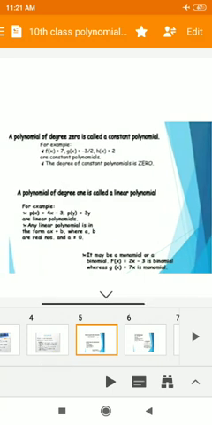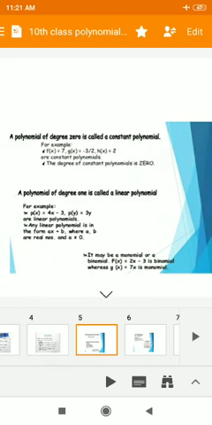The next one is different types of polynomials based on degree. So first one, a polynomial of degree 0 is called a constant polynomial. For example, f of x is equal to 7. It is called a constant polynomial because here the degree is 0. The next one, polynomial of degree 1 is called a linear polynomial. Example, p of x is equal to 4x minus 3.